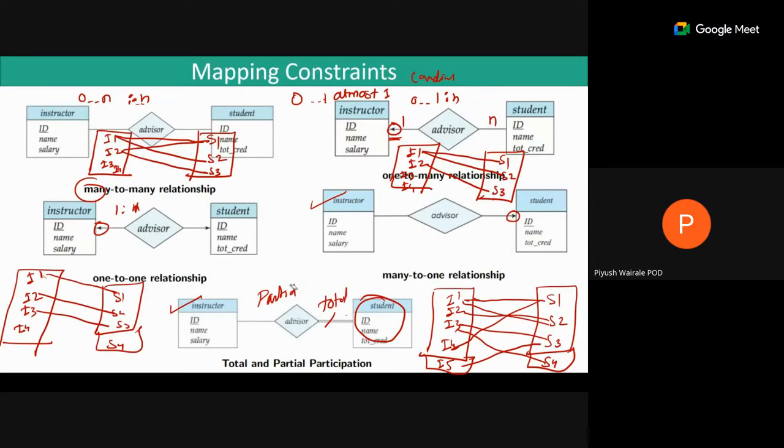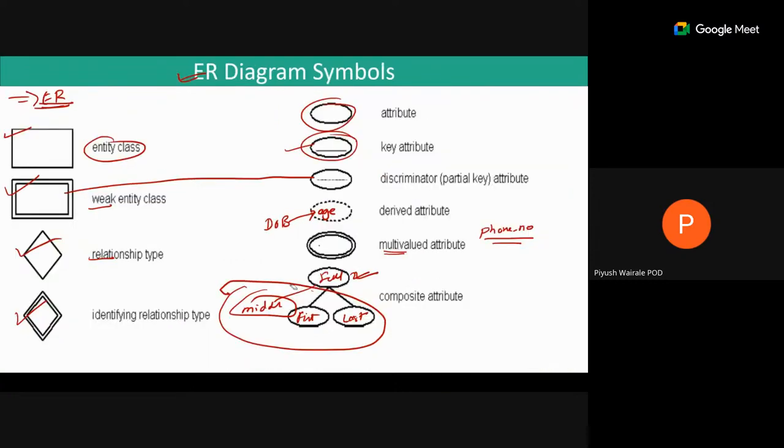Sir, any doubt? Composite in a diagram. Sorry, you are not audible. Sir, hello. Yes, tell me. Say, how to show composite key in a diagram? Composite key? In a diagram. Composite attribute. This is a composite attribute, na? Yes, sir, but in table form.